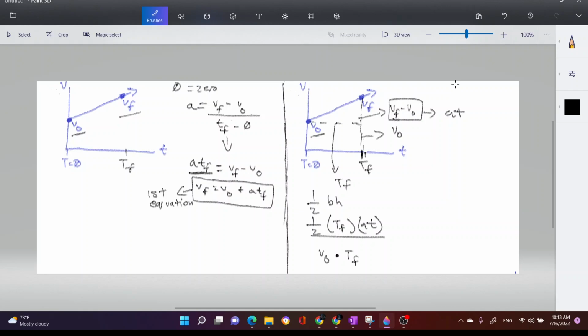And then for the rectangle, we just do V naught times TF. So when we add these two up, we get 1/2 AT squared when I multiply the 1/2s out. And that's added to this right here, which is just V naught TF. And then, by the way, this was solving for position. So this is our second kinematic equation.